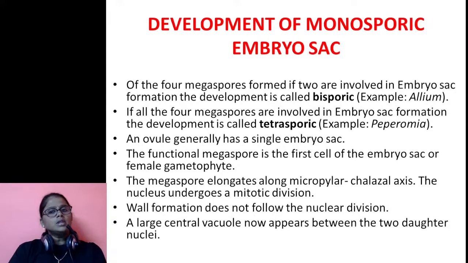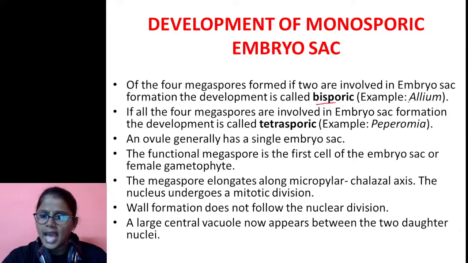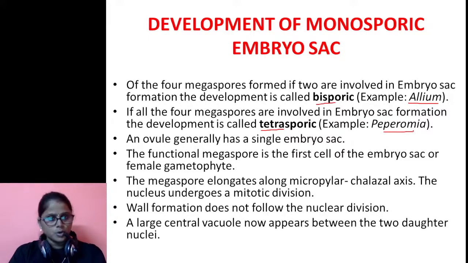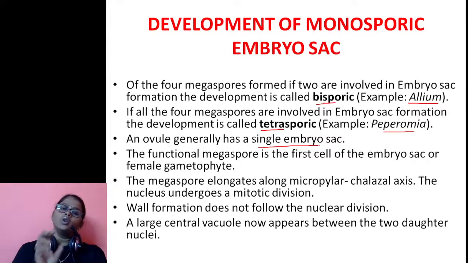Okay. So now this megaspore is going to, as I told you, see here, I had given some example for the bisporic. Allium is an example for bisporic and tetrasporic example is the peperomium. So here all the 4 megaspores will be developed as functional megaspores. So then the ovule generally has a single embryo sac. எல்லா ஓவியூல்ஸுமே எடுத்து பார்த்தீங்கன்னா உள்ள ஒரே ஒரு எம்ப்ரியோ சாக் தான் இருக்கும். ஓகே, அந்த எம்ப்ரியோ சாக்குள்ள ஒரே ஒரு மெகாஸ்போர் தான் இருக்கு, பிகாஸ் மிச்சம் 3 டீஜெனரேட் ஆயிடுச்சு.